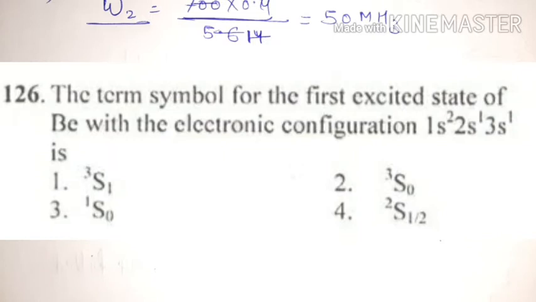And see, it says the term symbol for the first excited state of beryllium with the electronic configuration 1s2, 2s1, 3s1 is, and we have 4 options. So we have an excited state electronic configuration of beryllium atom, that is 1s2, 2s1 and 3s1, and we must find the correct term symbol for this electronic configuration out of these 4 options, and this question is also coming for 4 marks. Okay, so let's do the solution of this question.